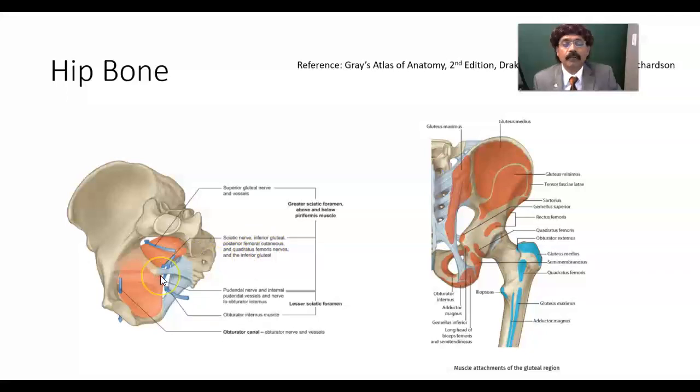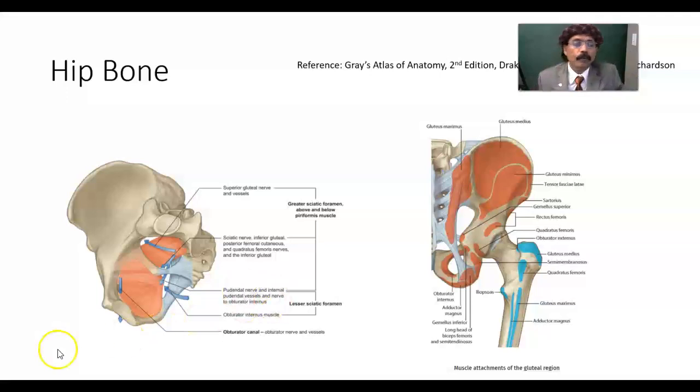What structures pass through the lesser sciatic foramen? The pudendal nerve, internal pudendal vessels, and the nerve to the obturator internus. These are related to this part here, just behind the ischial spine. The pudendal nerve, pudendal vessels, and nerve to the obturator internus enter the lesser sciatic foramen.